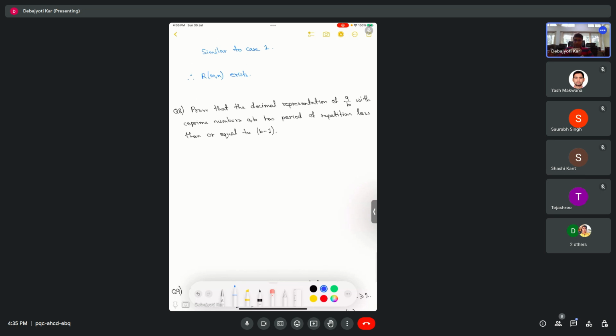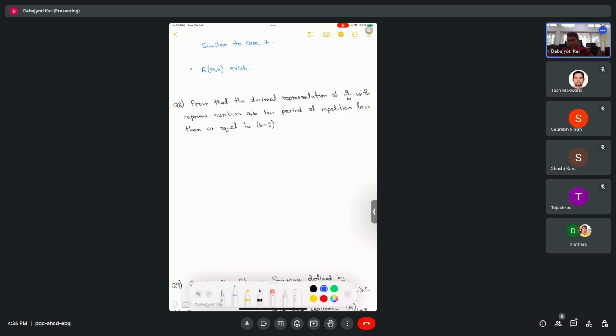Okay, so the first question is: prove that the decimal representation of a by b, where a and b are co-prime numbers, has period of repetition less than or equal to b minus 1. So what does this say? Here a and b are two co-prime integers, which means that GCD is equal to 1. So a by b is a rational number, so we can have a decimal representation of it, and that may not be a finite decimal.